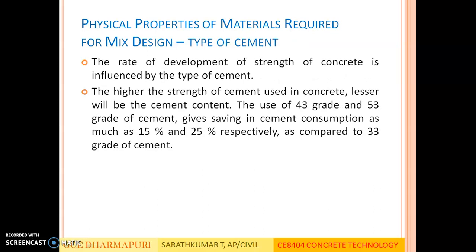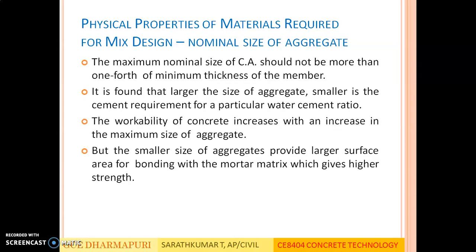Type of cement. The rate of development of strength of concrete is influenced by the type of cement. The higher the strength of cement used in concrete, the lesser will be the cement content. The use of 43 grade and 53 grade cement gives savings in cement consumption of as much as 15% and 25% respectively as compared to 33 grade cement.